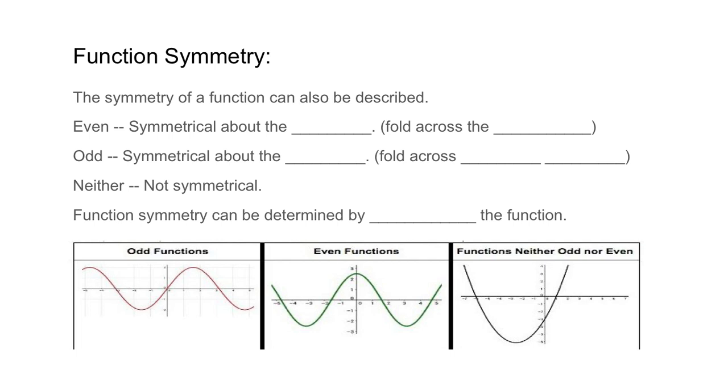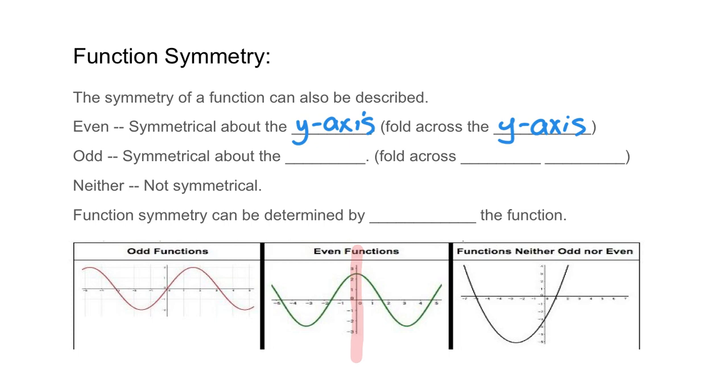Your function can either be an even function, meaning it's symmetrical about the y-axis, which means you could fold it across the y, and it would create two mirror image sides of each other. And so I've got an example of that right here, so we can look at that. This function in the middle is an even function.